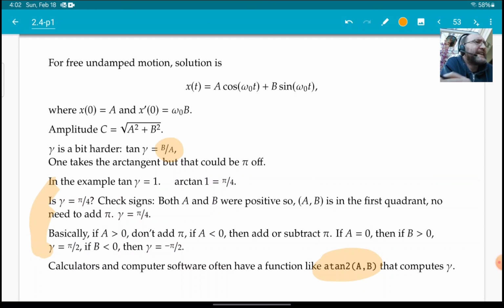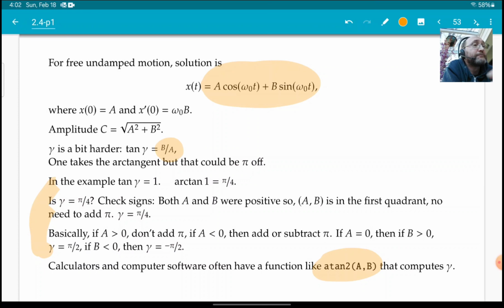It finds the relevant angle for that point a, b. But as I said, if you're looking for the specific solution, you can plug in and draw, but then you might as well just draw this, right? And often, when you look at the other form, you're usually interested in c and omega naught, so gamma doesn't come up so often. That's what I'm trying to say.